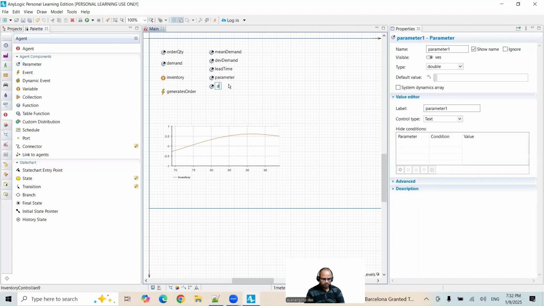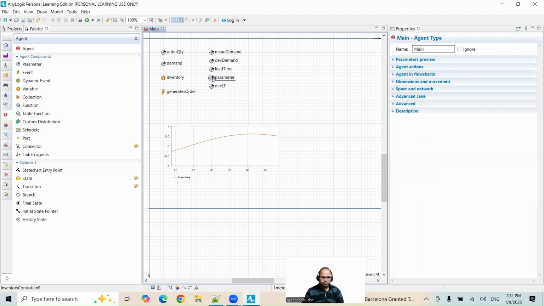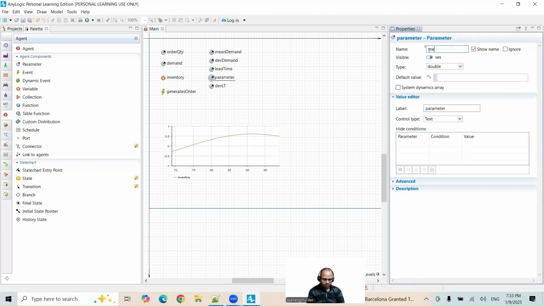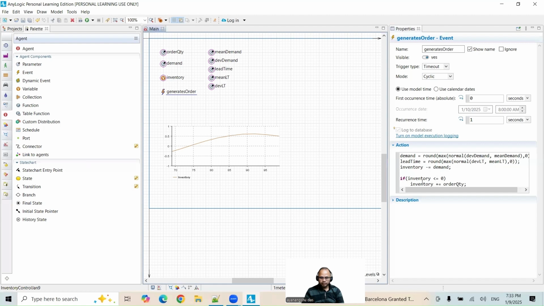So this is dev lead time, and this is mean lead time. What we intend to do is generate or trigger this replenishment after that certain lead time.